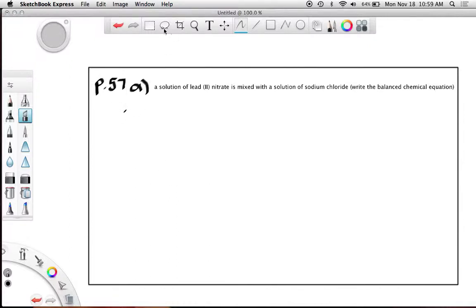So we want to come up with a complete balanced equation. The first thing we need to do is take the words and put them into chemical formulas so we can see what's going on here.